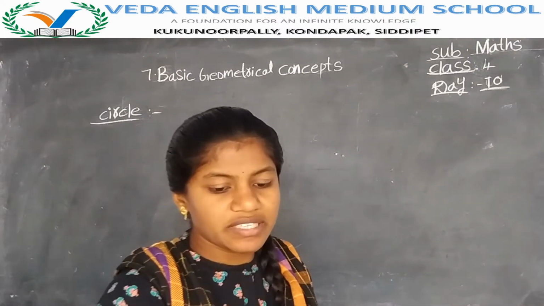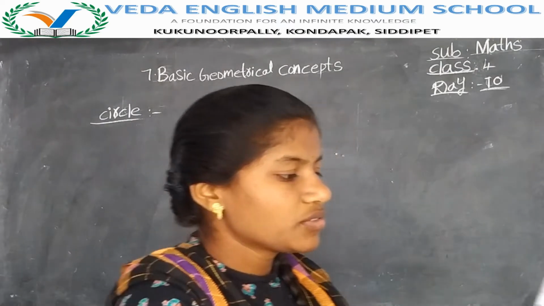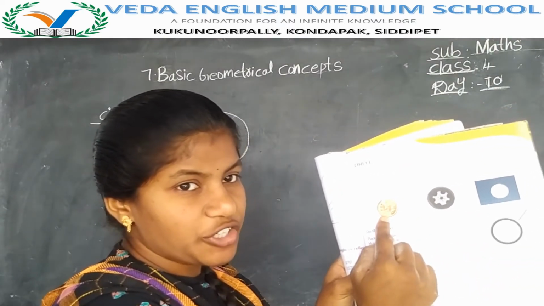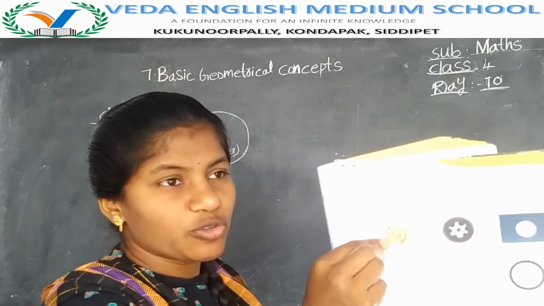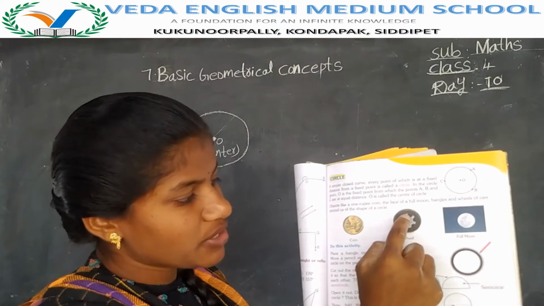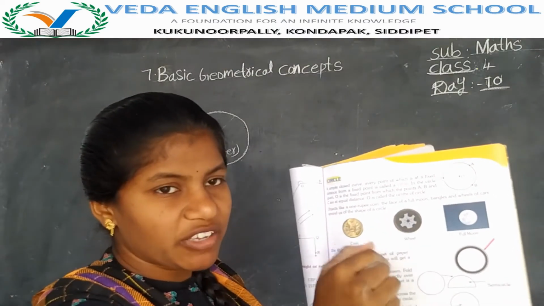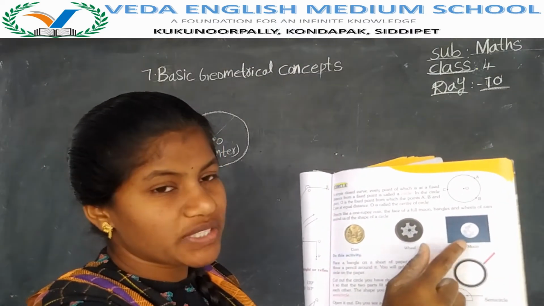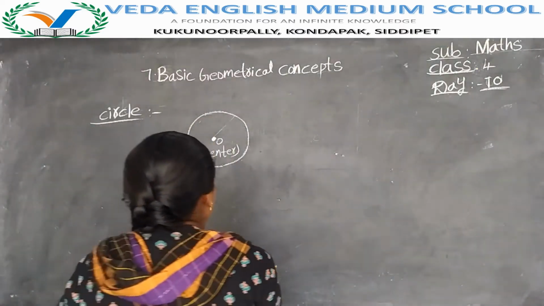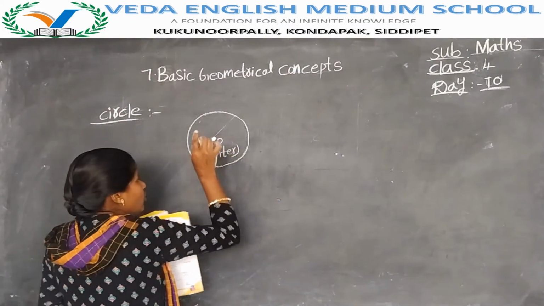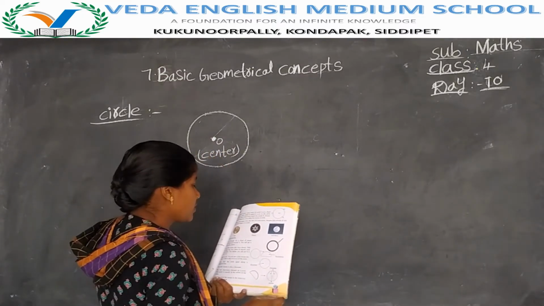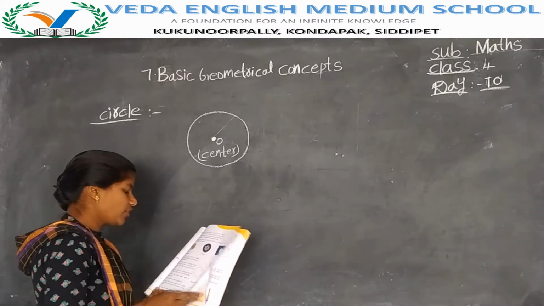Here we will see some examples. Here a 5 rupees coin, 1 rupee coin, 2 rupees coins. These are in the shape of a circle. Those are the examples. Spoke of a cycle wheel or bike wheel, those are examples. Full moon is also an example of a circle. For all the figures we have one middle point, that is called the center of the circle.